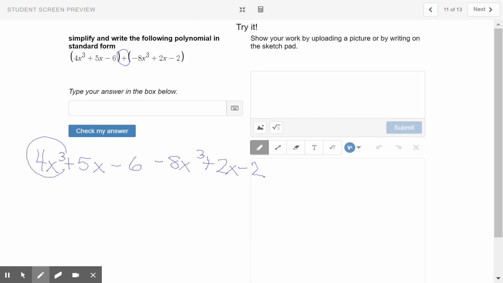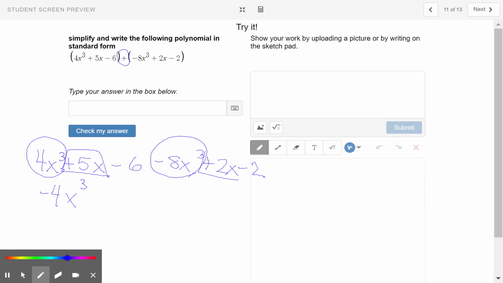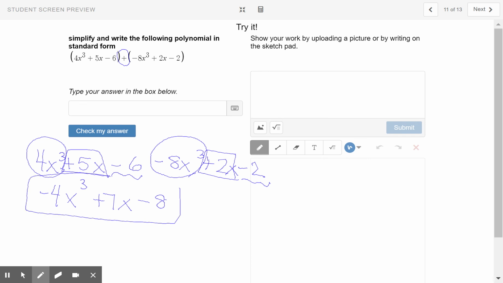Okay, now we have 4x to the third minus 8x to the third, which is negative 4x to the third. 5x plus 2x, 5 plus 2 is 7. Drop down the x. Negative 6, take away 2 more is actually a negative 8. So that would be cubic, because it's a power of 3, degree of 3. And then it would be a trinomial because there's 3 terms.